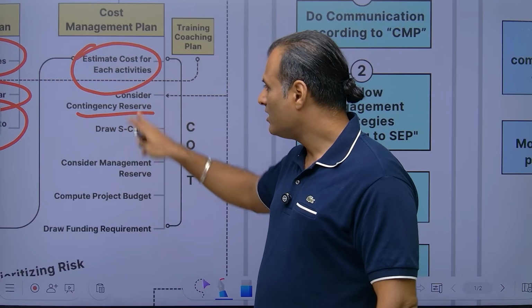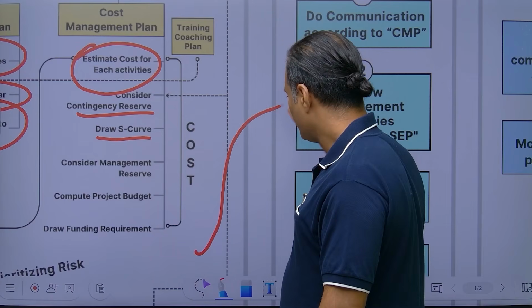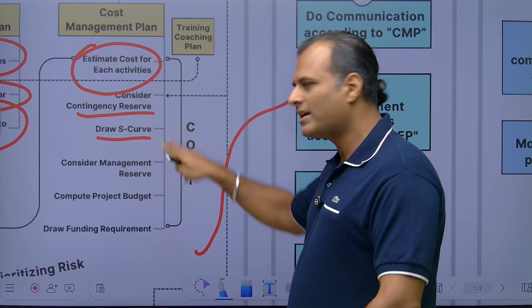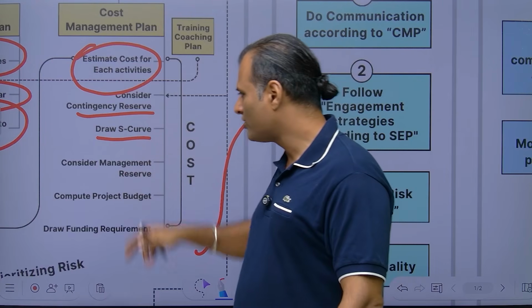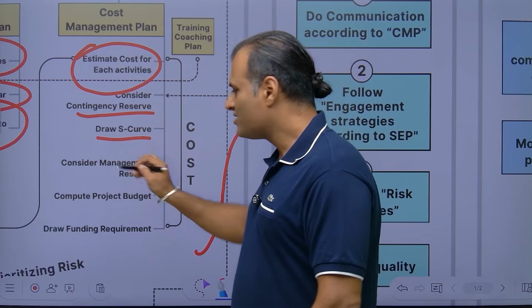So that's your contingency reserve. You'll draw an S curve. S curve is basically, from the budget, you design that S curve. I'll explain. S curve is a bigger topic. I have already explained that to you in the cost management, and if not, then you have to go back and watch it. Okay.